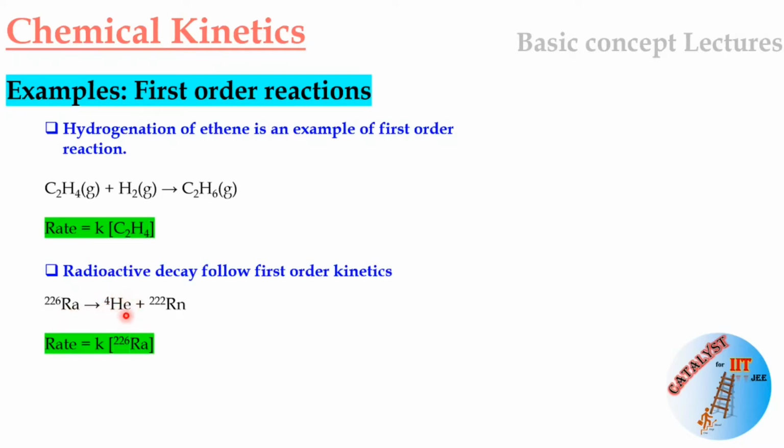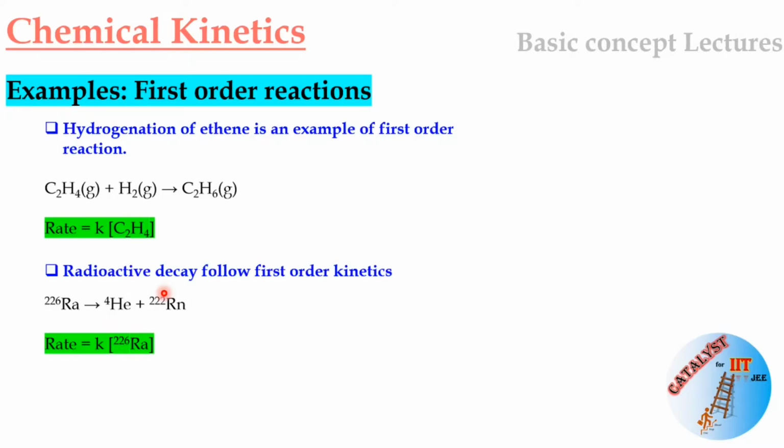This is the alpha particle, which is nothing but a helium 4 atom, and along with this alpha particle it changes to radon. Now this radioactive decay always follows first order kinetics. So if you learn how to solve first order kinetics, you will eventually learn the decay kinetics of radioactive elements. So this chapter or this lecture will also help you to understand the radioactive decay kinetics.